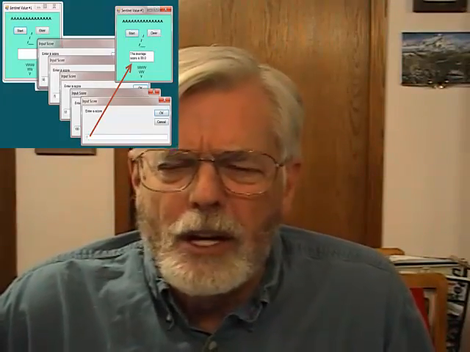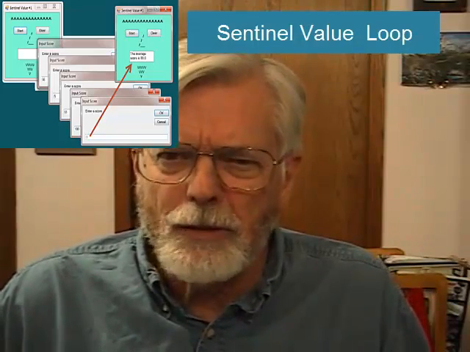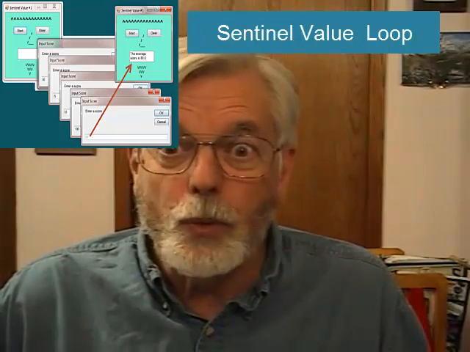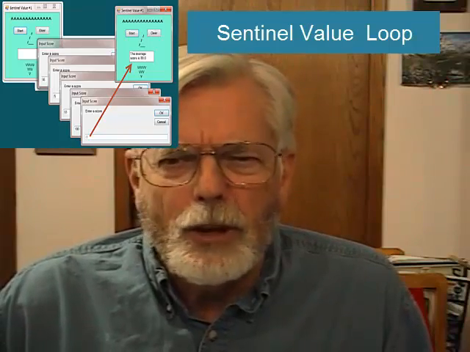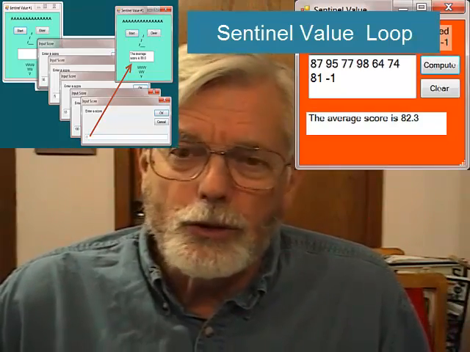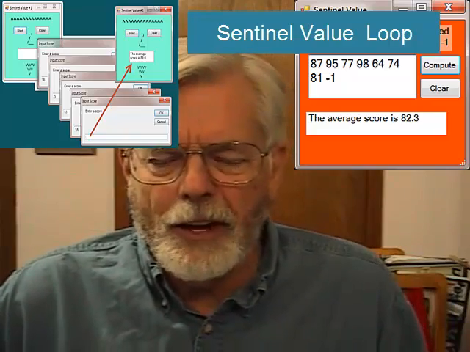The next one is going to be using a sentinel value. A sentinel value is a piece of data that's at the end that tells us we've reached the end. This time I'll use a -1. I'll also use an array of data with a sentinel value.